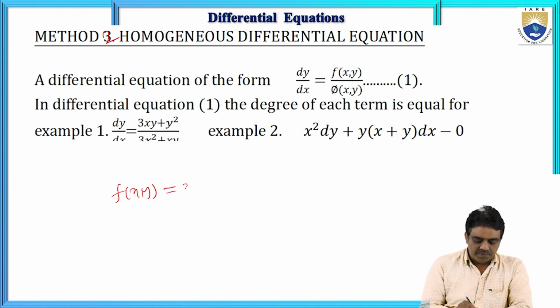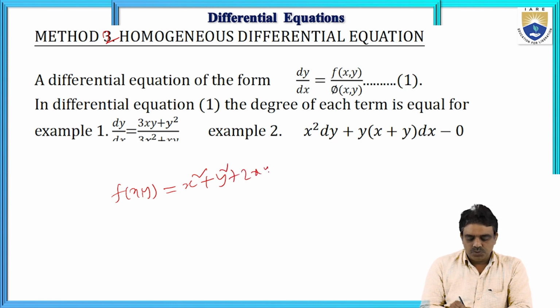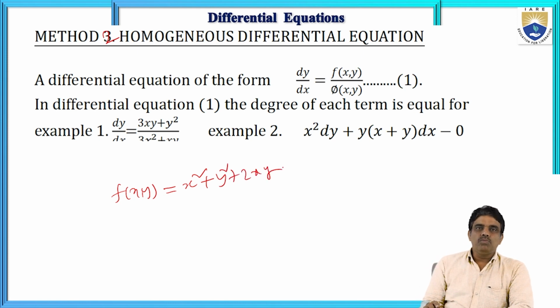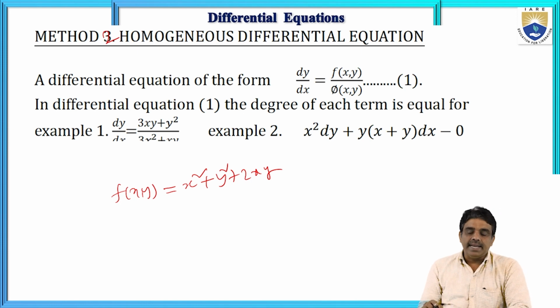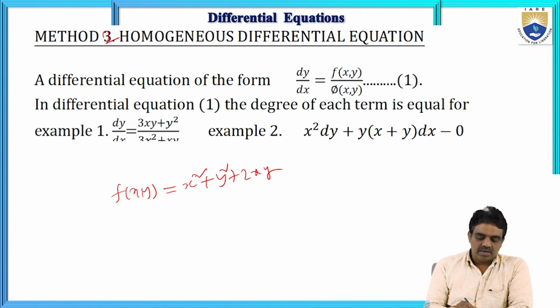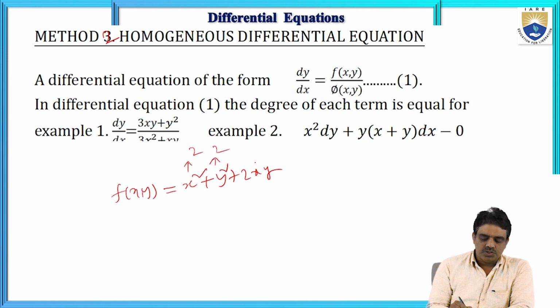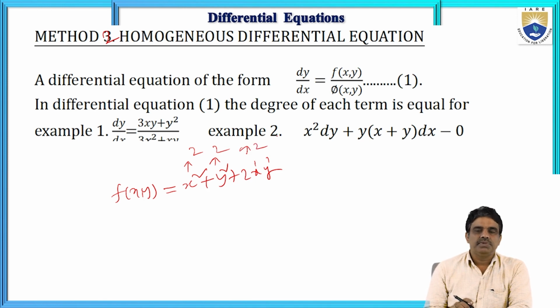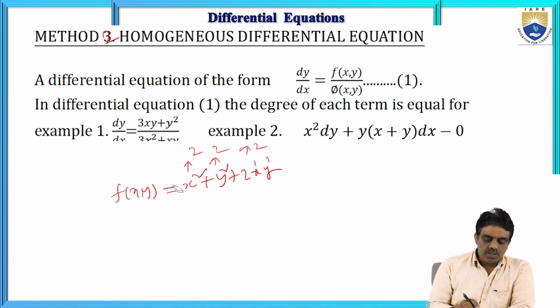Suppose we take f of x, y as x square plus y square plus 2xy. It is a homogeneous function of degree 2. Am I right or not? In the first term, the degree is 2. In the second term, the degree is 2. In the third term, x power 1, y power 1, the degree is also 2. So we call it a homogeneous function of degree 2.